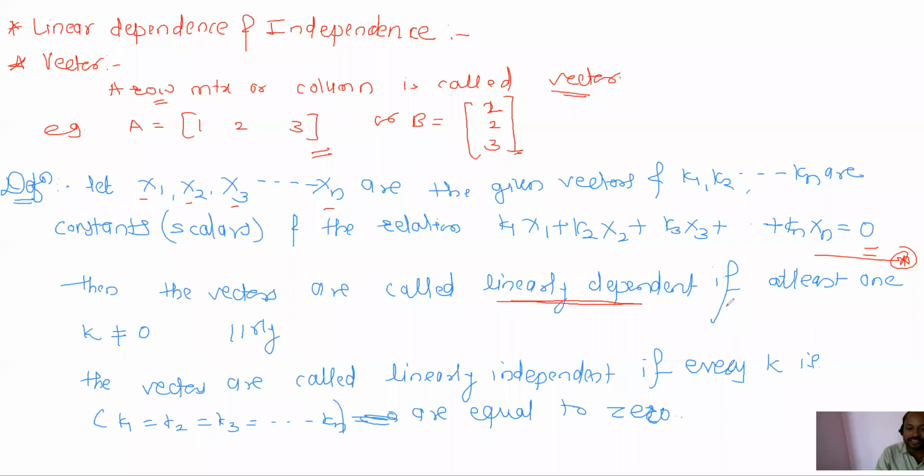To say linearly dependent, at least one k among all the constants we consider should not be equal to 0. And similarly, to say linearly independent, every k, meaning k1, k2, k3, all kn, are equal to 0. Then we can say the given vectors are linearly independent, and the other case is called LD, linearly dependent. Understood everyone?